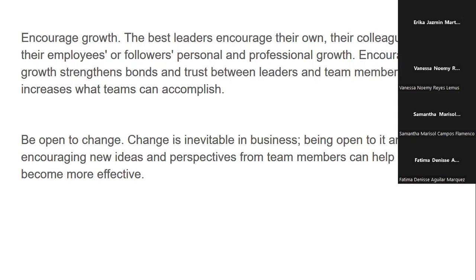Be open to change is another one that we mentioned before, right? Change is inevitable in business. So you cannot avoid that. Many things are going to change. So being open to it and encouraging new ideas and perspectives from team members can help leaders become more effective. Definitely. So if you really help people to bring changes, innovate, the company is going to be good.